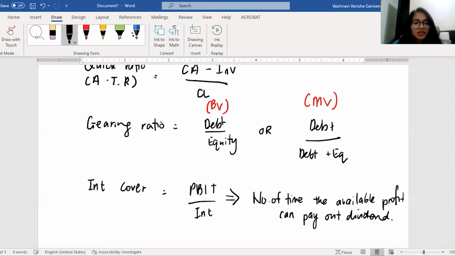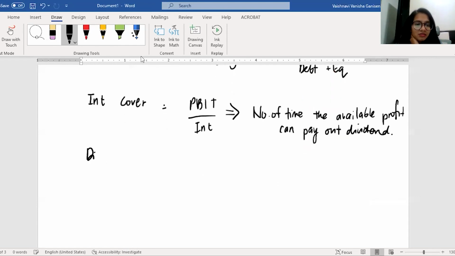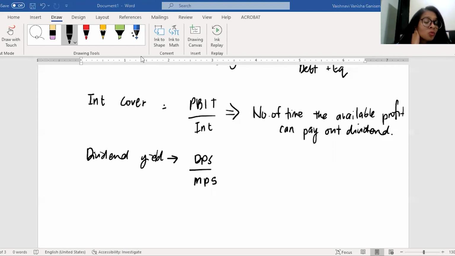All right. Now, as for your shareholder ratio, another word that you can use is investor ratio. Number one, you have dividend yield. What is your dividend yield? Dividend yield is dividend per share over market price per share. What does it explain? It explains how many percent of your value is paid out as dividend. The higher, the better. And this is expressed in the form of percentage.